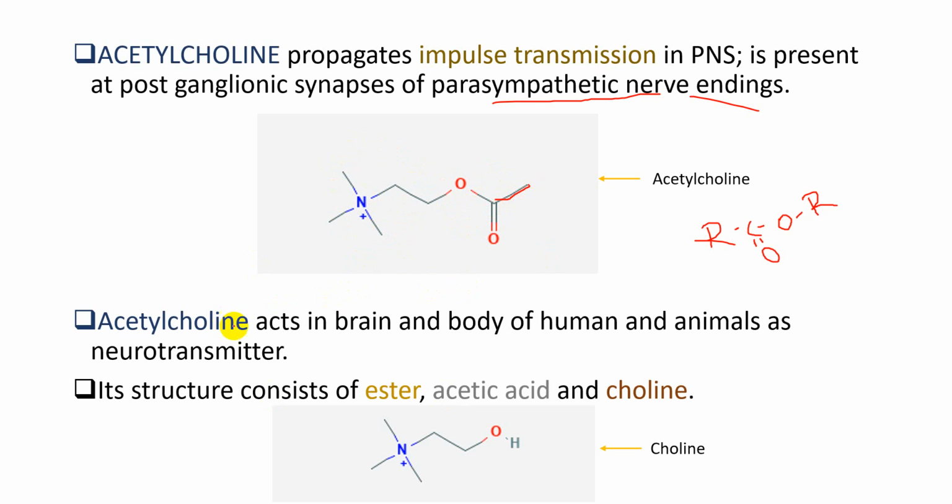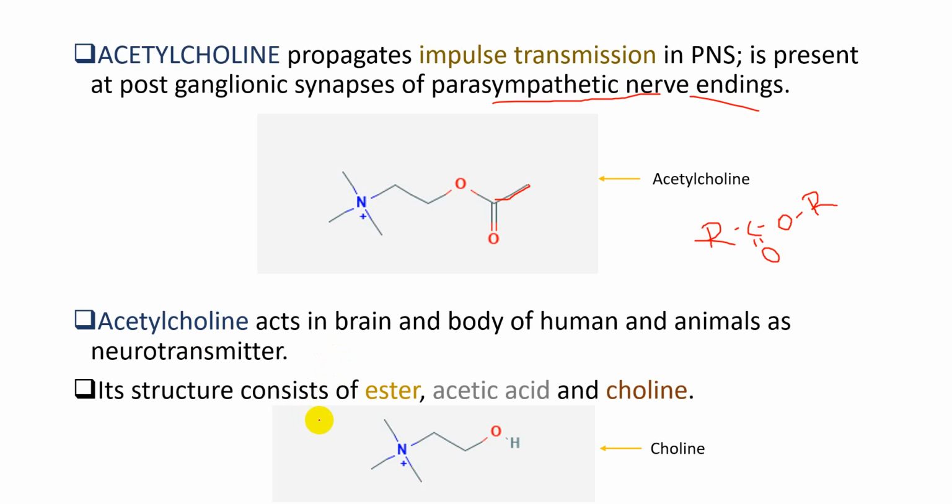Alright, so acetylcholine will act in the brain and in the body of human beings and animals as a type of neurotransmitter. Previous adrenergic system neurotransmitters, I hope you remember. Okay, then for the cholinergic nervous system, the neurotransmitter is acetylcholine. For the adrenergic nervous system, if you remember, it was epinephrine, norepinephrine, right? Okay, so acetylcholine will act in the brain and body of humans and animals as a neurotransmitter.